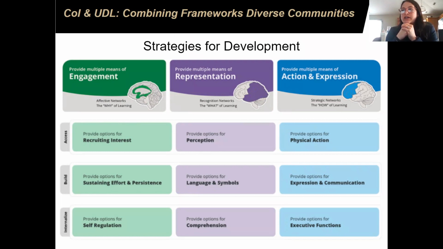As you can see from the image, all the green, all the purple, all the blue, those are the principles. And then the rows are the guidelines. I'm not sure if you can see my mouse, but for the example, we're going to look at recruiting interest. Engagement is the principle. Recruiting interest is then the guideline within the engagement principle.